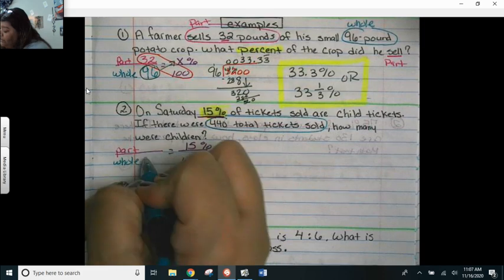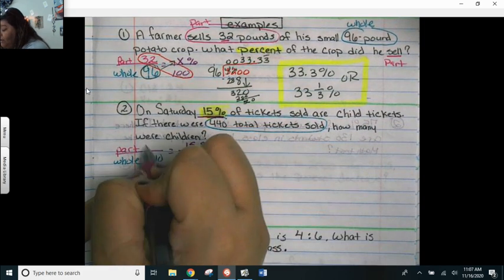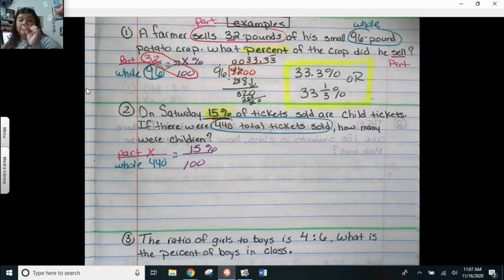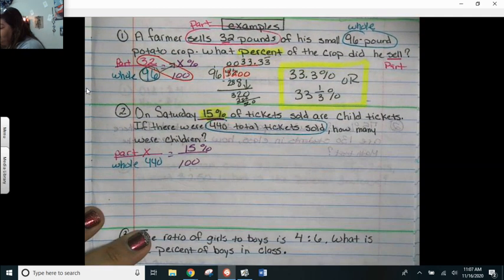So the 440 is going to go down here, which means I'm just looking for the part that are children's tickets. There's a little part that are children's. So you see how the whole amount is pretty much generalized, all the tickets, and the part is going to be more specific, like children tickets or adult tickets. Okay, so that's what I mean by generalization versus specifics.